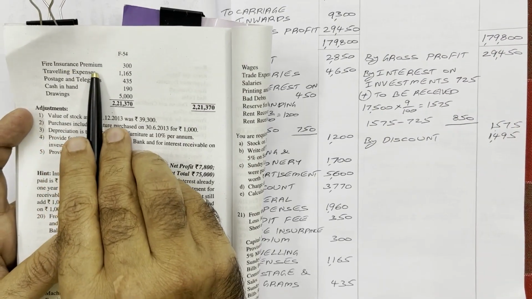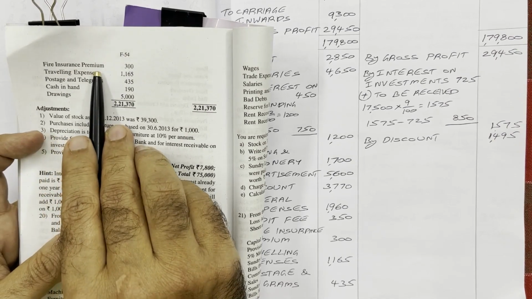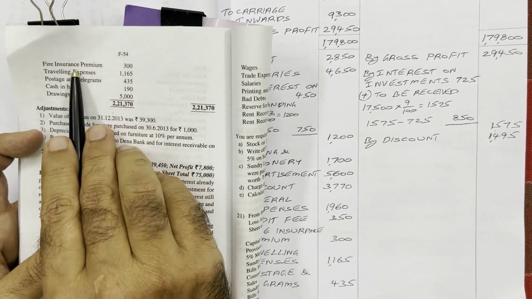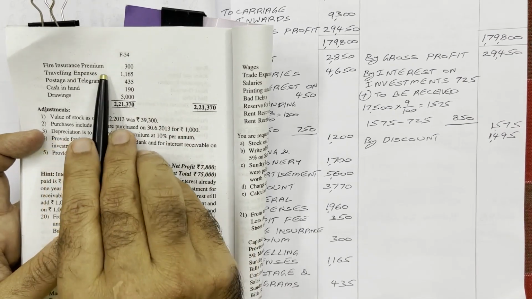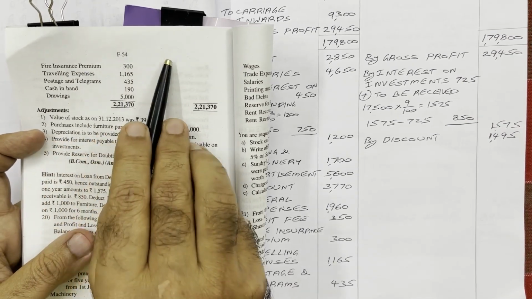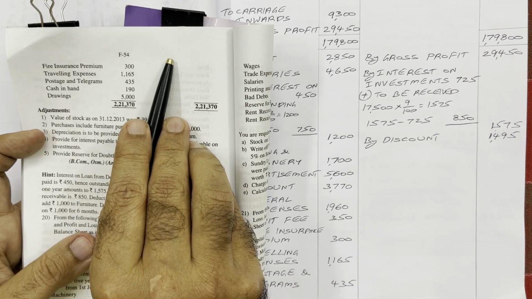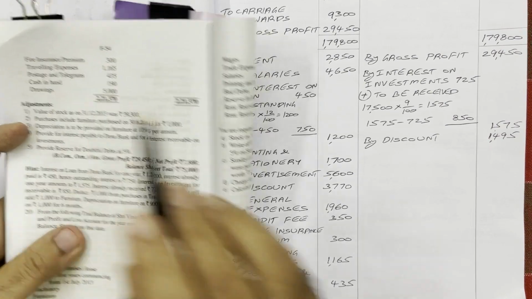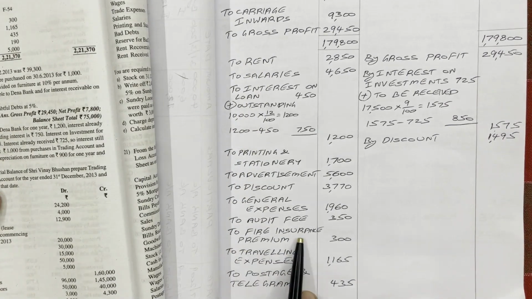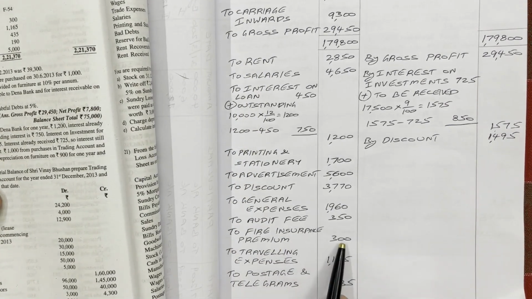Fire insurance premium. To safeguard our goods from fire accidents, we have taken an insurance policy. Then to the insurance company, we have to pay a premium. We paid 300 rupees premium. There is no relationship with the manufacturing work, so this is also indirect expenditure. Profit and loss account debit side. To fire insurance premium 300.